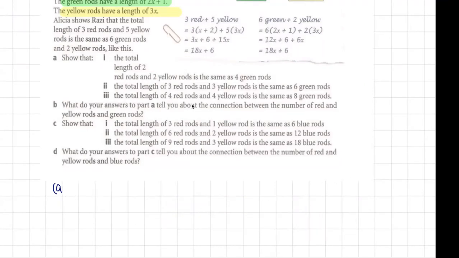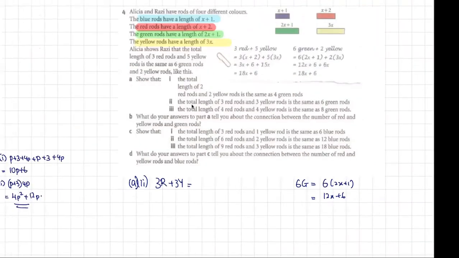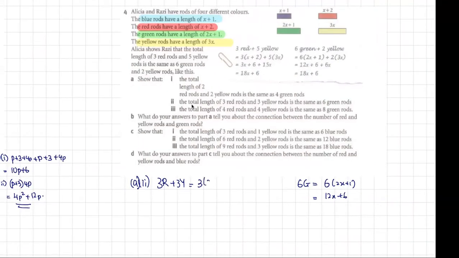Question A2 first. A2, we're going to look at the total length for 3 red rods and 3 yellow rods is equal to 6 green rods. I think they are the same. So 6 green, we can try 6 green first. 6 times 2x plus 1, 12x plus 6. Okay, let's try 3 red plus 3 yellow. Same.